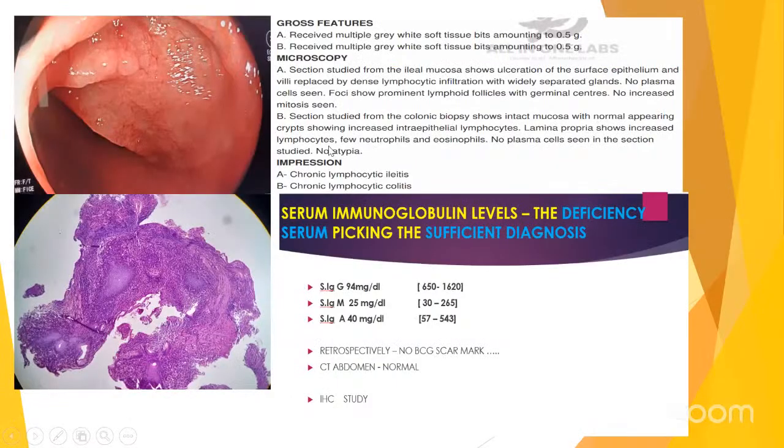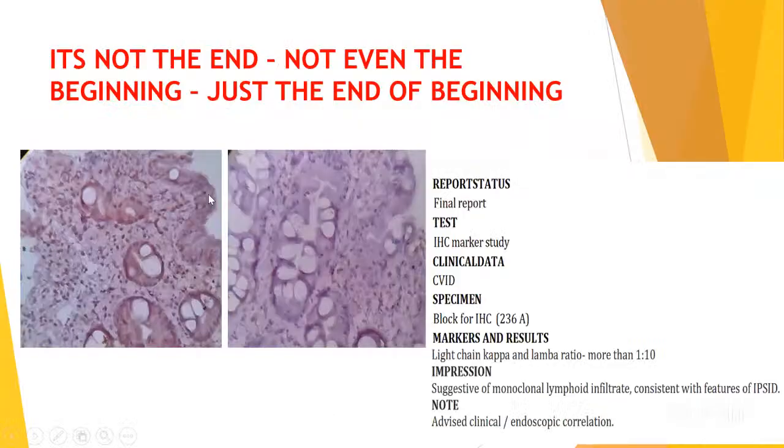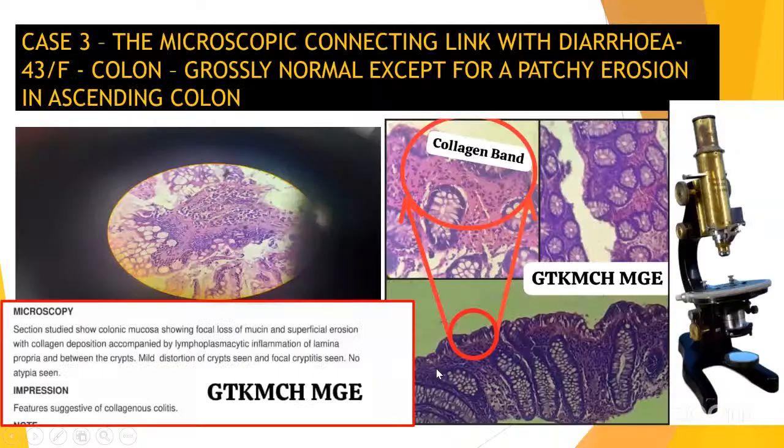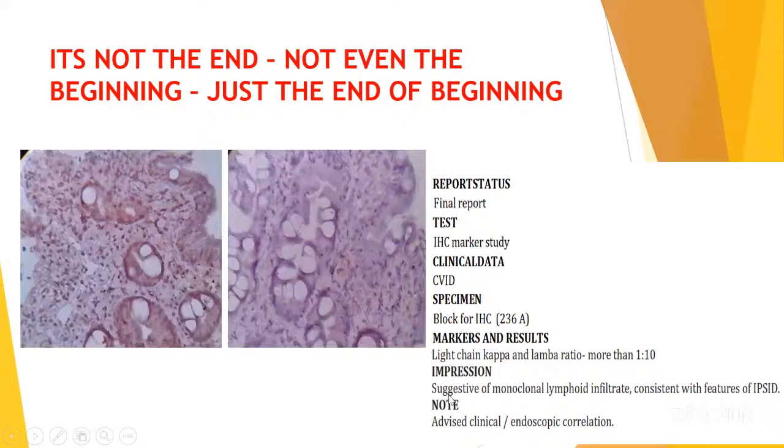So he was evaluated. He had low immunoglobulin serology: IgA, IgM as well as IgG. So he went into CVID, common variable immunodeficiency. Further, we investigated him with IHC and we could make a diagnosis of common variable immunodeficiency, which has transformed into a malignant variant. That is immunoproliferative small intestinal disorder.